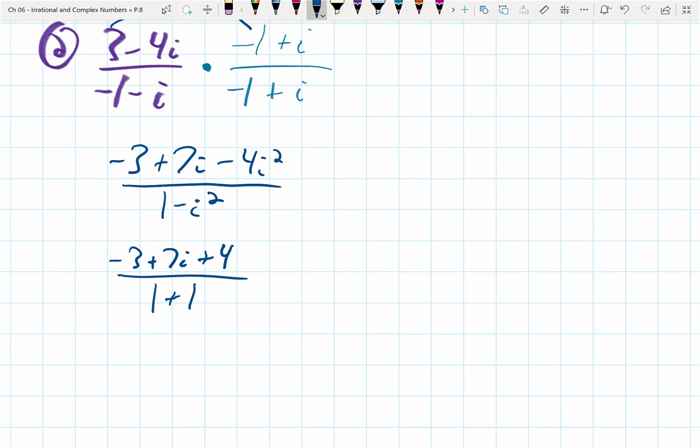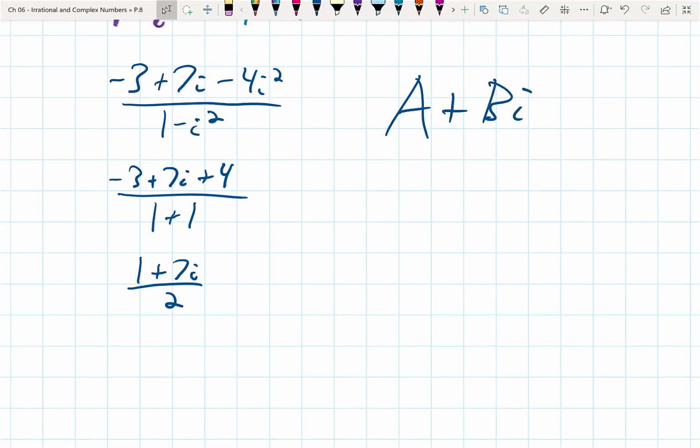My numerator now becomes 1 plus 7i over 2. But this is not in a plus bi form. It's a plus bi divided by a number. Because I need to know where this number is going to plot, I want to split this: 1/2 plus 7/2 i. I do that because I want to know that when you plot it on an axis, we're going to go 1/2 right, 7/2 up. That's why we do that.